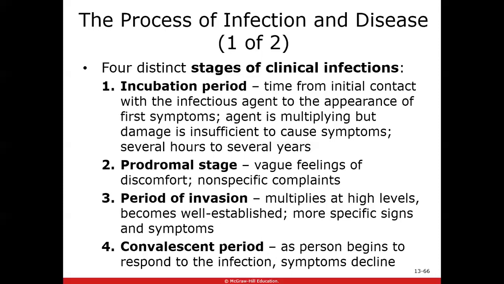Then you have what we call a prodromal stage. So you have vague feelings of discomfort, non-specific complaints. That's a prodromal stage. Then you have what they call a period of invasion. So the organism multiplies at high levels, becomes well established, more specific signs and symptoms. So you don't have the vague signs and symptoms, you actually full fledged are getting sick, more specific signs and symptoms. Then you have the convalescent period. So as the person begins to respond to the infection, and so your body's fighting it off and you feel better, and the symptoms start to decline. All of these periods, you can transmit the infection.